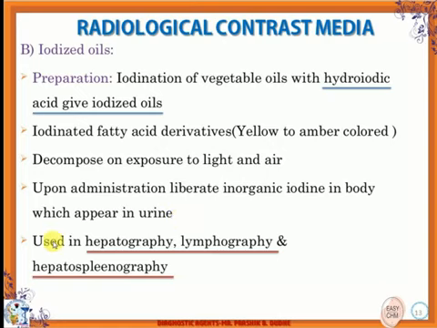These are specifically used in diagnostic techniques like hepatography, lymphography, and hepatosplenography.